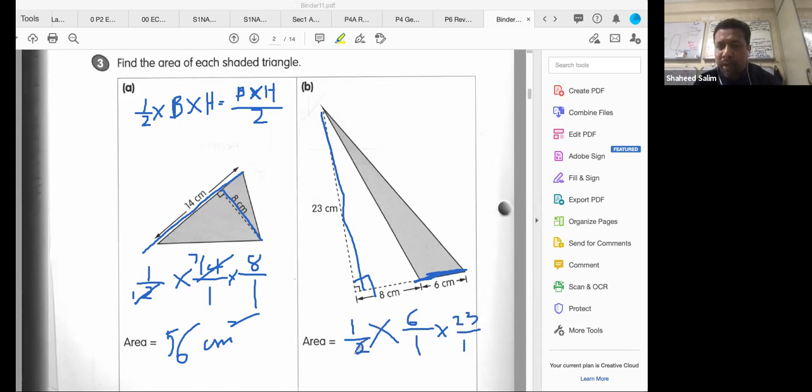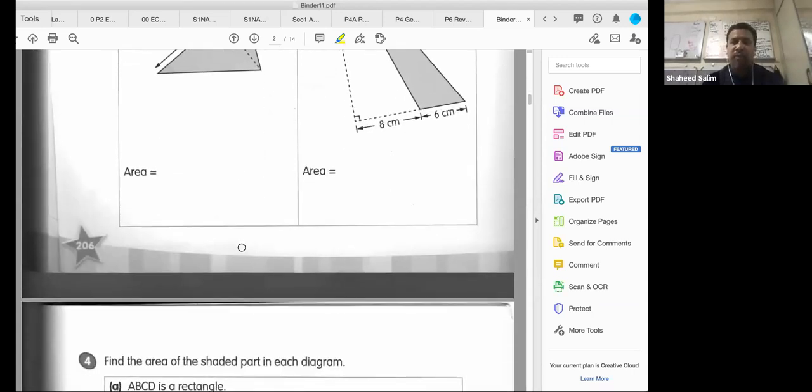So down here, divide by 2. Divide by 2, you get 3. 3 times 23, 69. 69 square cm. Now, okay. All right, 34 and 12. I'm not too sure what the answer is. Okay, 56 and 69 down here. Okay, we will now move on to the next one. If you're still confused, you have to inform me. I may have to arrange something for you.